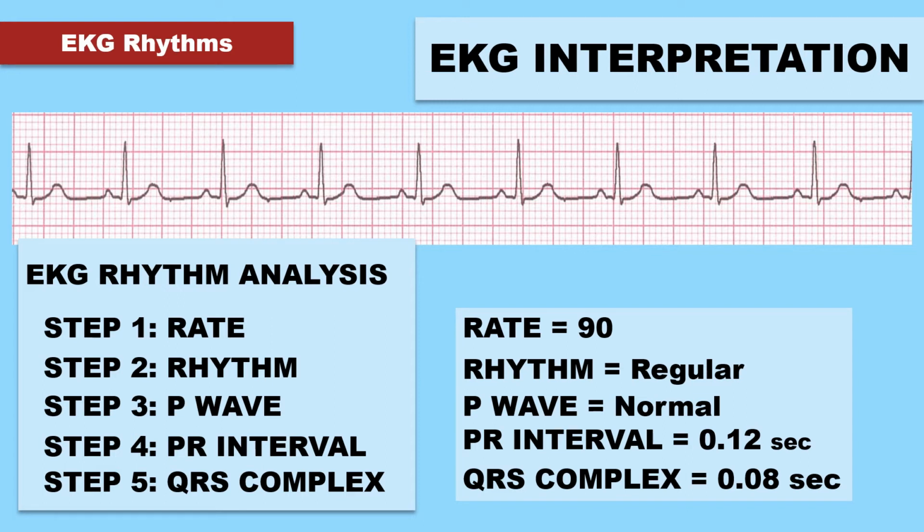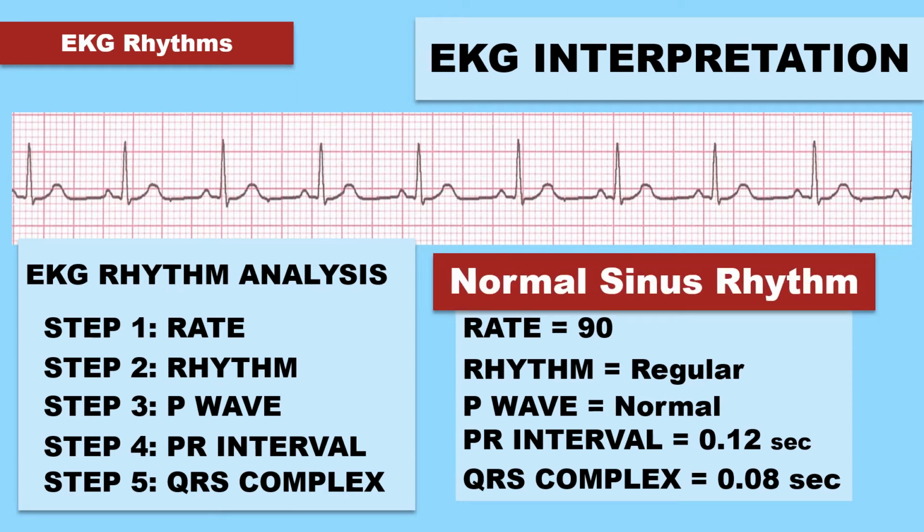So this interpretation tells us that the rhythm is coming from the SA node because we have consistent P waves. There's a P wave for every QRS, and the P waves look normal. We see that the rate falls within a normal sinus rhythm rate. The PR interval is normal, and the QRS interval is normal. So this rhythm is normal sinus rhythm.